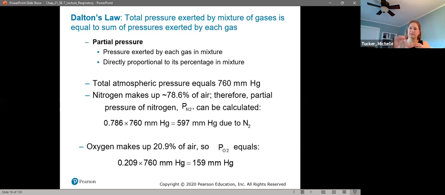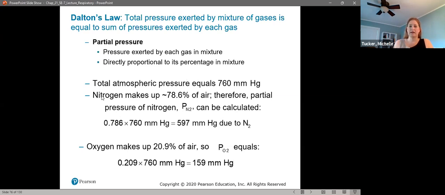Then at the lungs, it comes in at that respiratory membrane. On the other side, because we're in the pulmonary capillaries, this is going to be deoxygenated blood. The partial pressure of oxygen is going to be much lower, and so oxygen will move from the alveoli to the red blood cell. And the reverse happens for carbon dioxide.